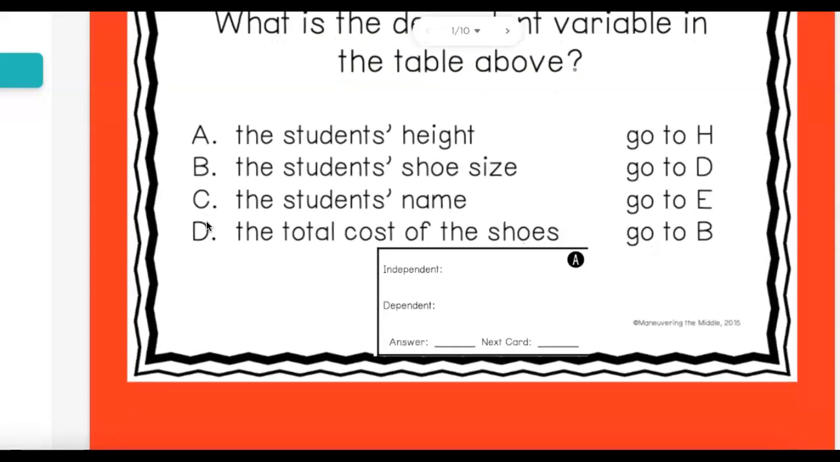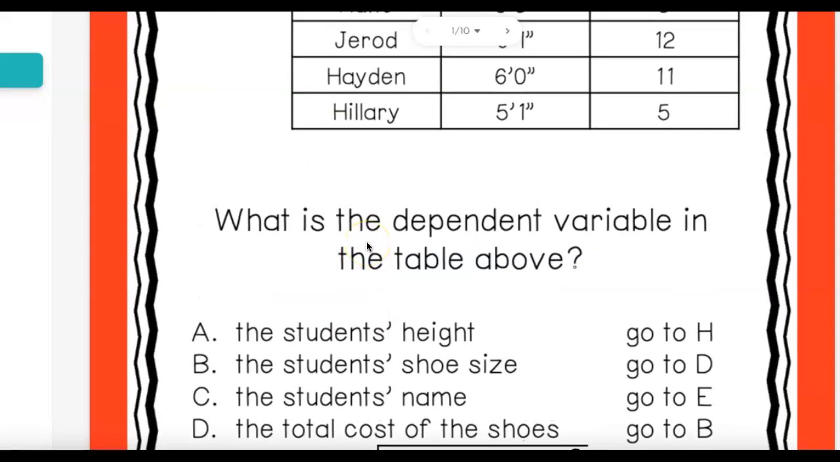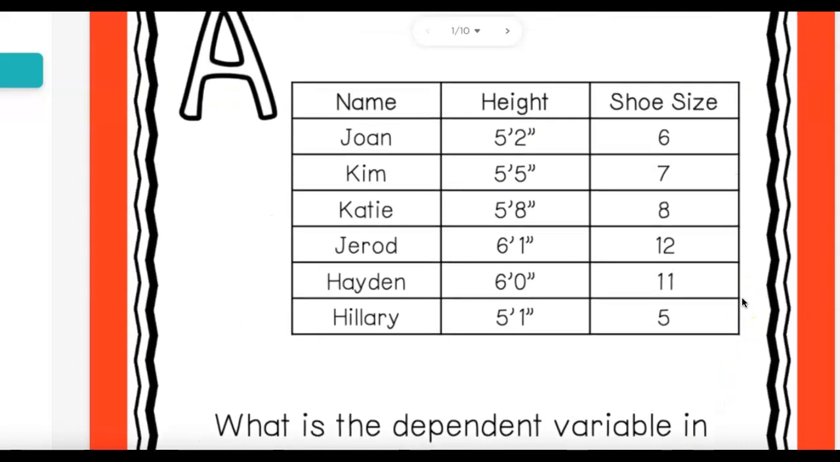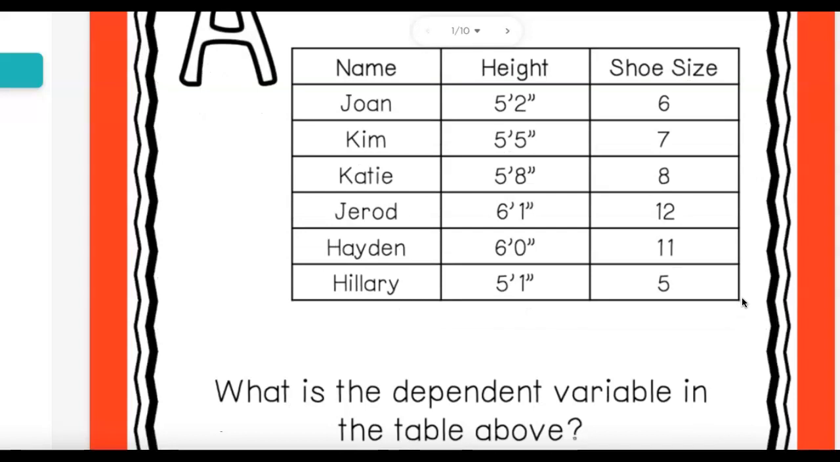You can ignore the next card part down here. You just have to circle or highlight the answer. You can ignore the go to next letter. This was originally designed to be a scavenger hunt, but obviously we can't do it that way today. So all you have to do is answer it. You don't have to worry about that part.